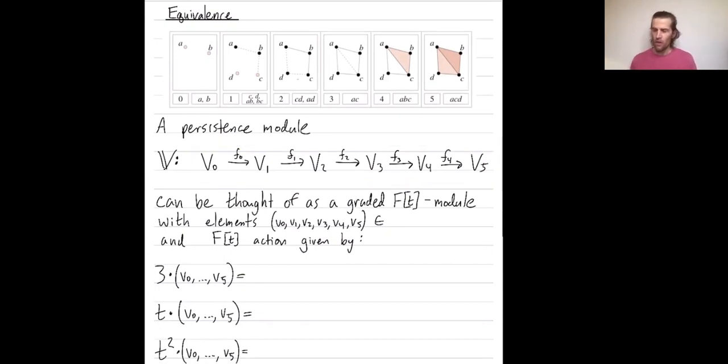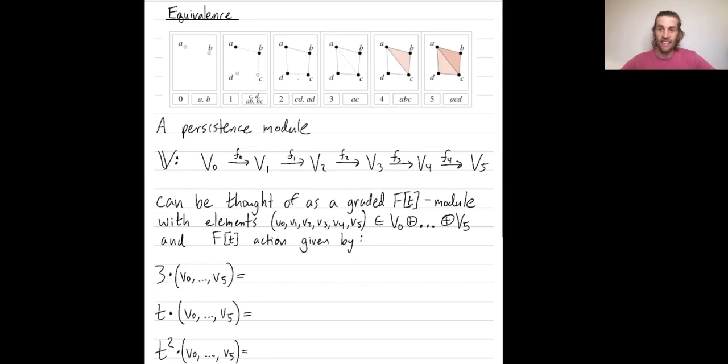Okay. So the elements of this module are just elements little v0, little v1, little v2, etc., where little v0 is an element of the vector space capital V0, etc. So this list of 6 elements is in the direct sum of the vector spaces from capital V0 up through capital V5.